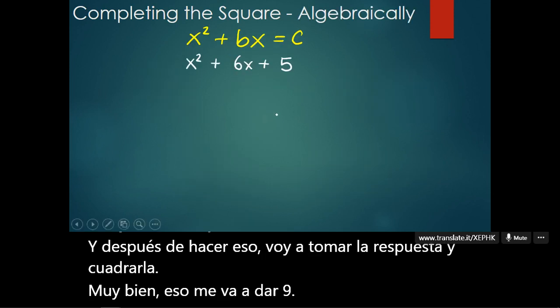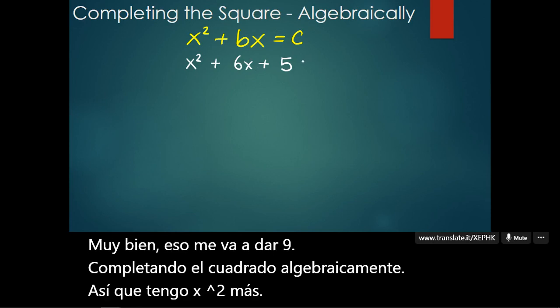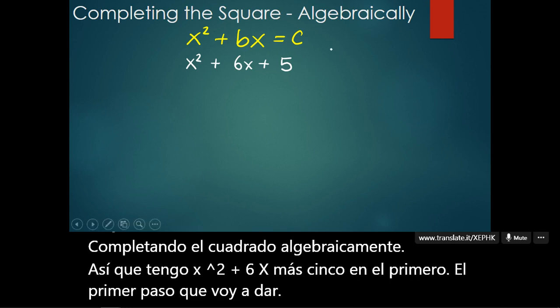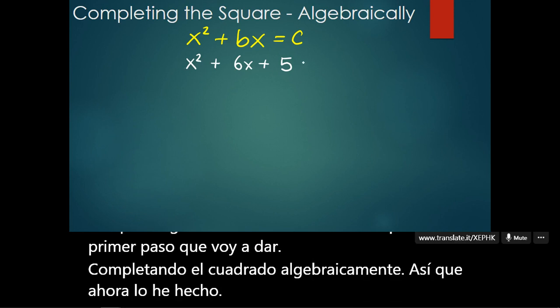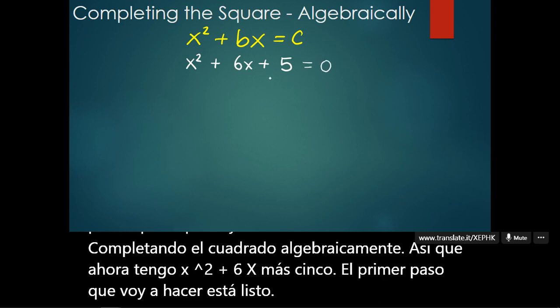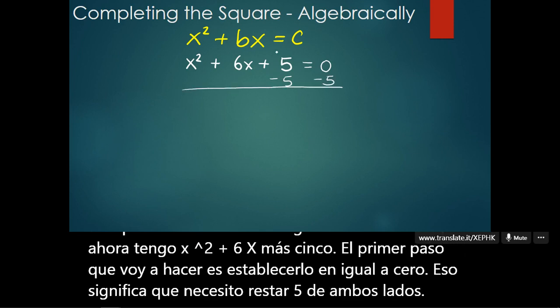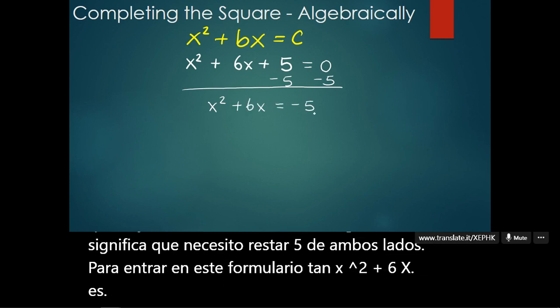Completing the square algebraically. So I have x squared plus 6x plus 5. The first step I'm going to do is set it equal to 0. That means I need to subtract 5 from both sides to get it into this form. So x squared plus 6x is equal to negative 5.